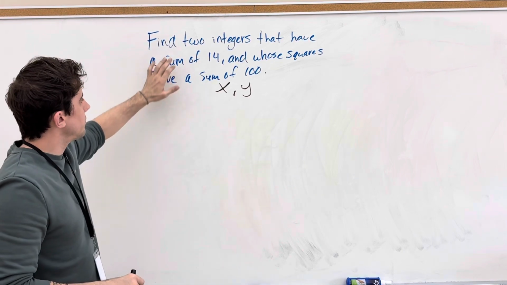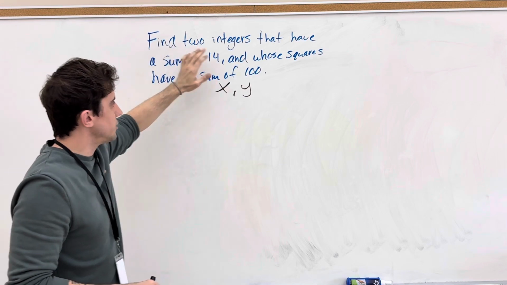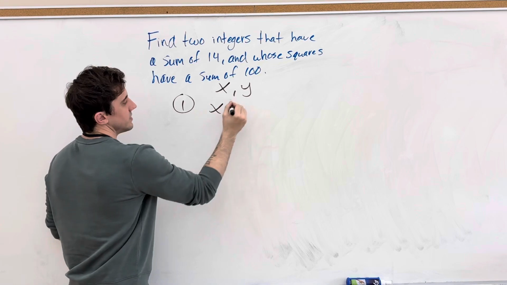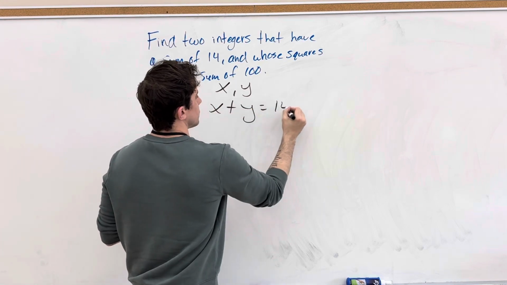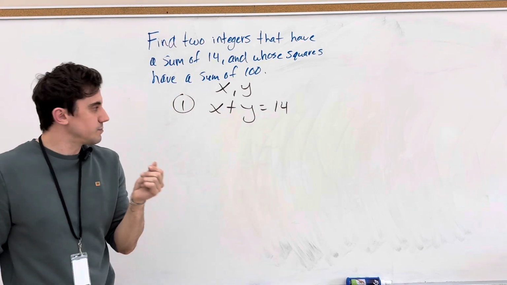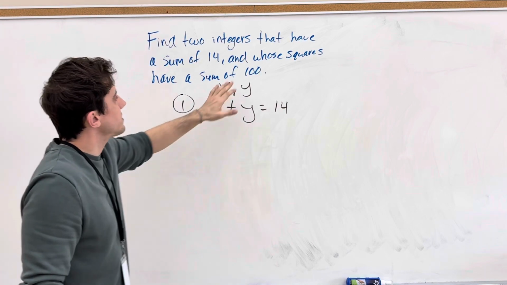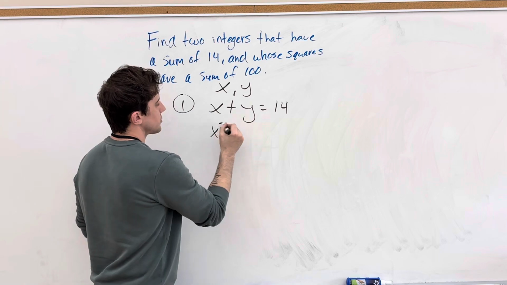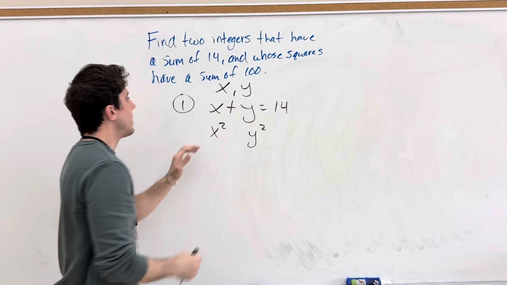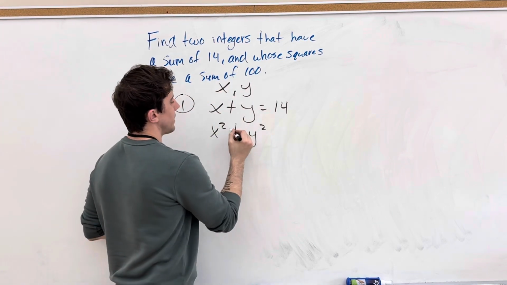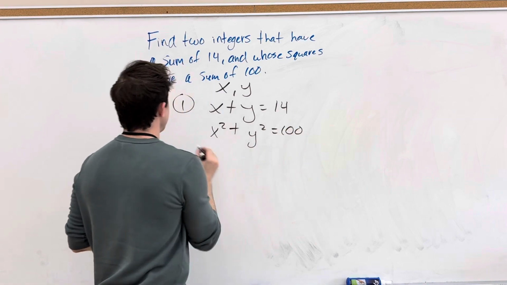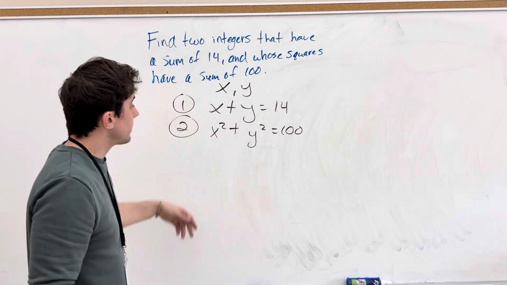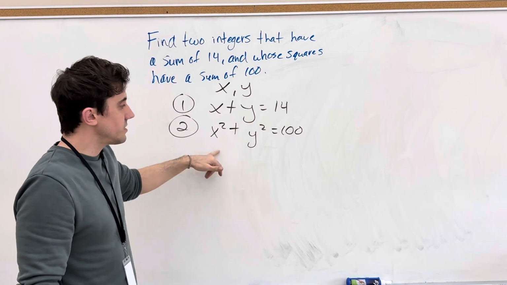So the first line tells us that the two integers have a sum of 14, meaning that we can write an equation that reads x plus y equals 14. That is self-explanatory. Now, the second line of information tells us that their squares, x squared and y squared, have a sum of 100. And so when we add them up, we get a sum of 100. And that provides us with a second equation. So what we're looking at here is a system of equations that we're going to solve.